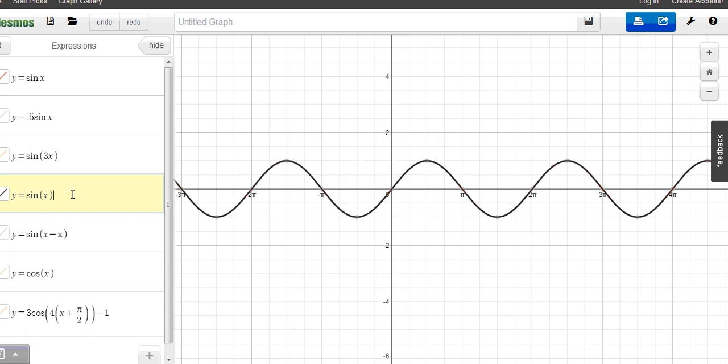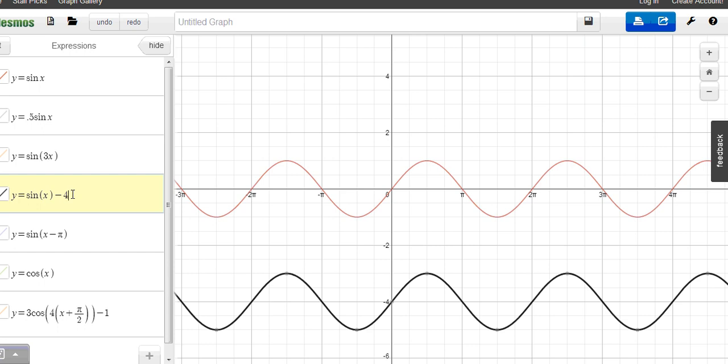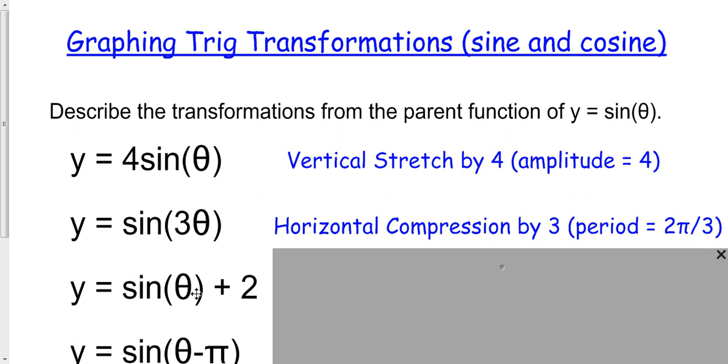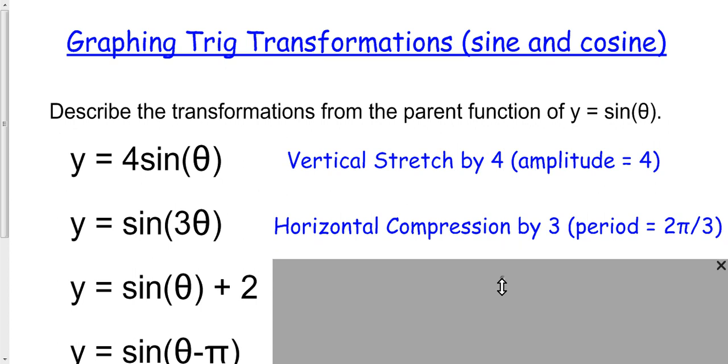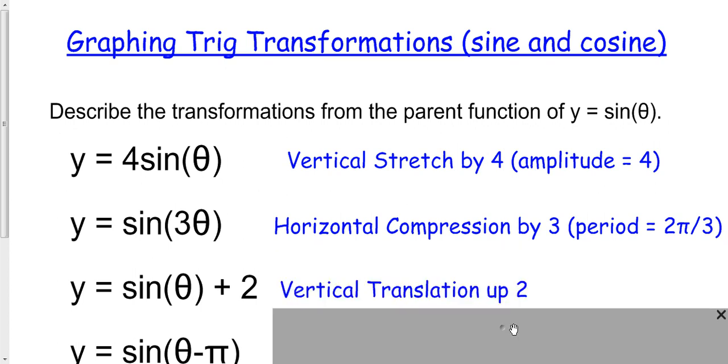What if we did -4? Yep, that goes 4 below. So that means if we add or subtract something on the outside, that's shifting it up or down. So in our notes here, sine theta plus 2 is going to be a vertical translation up 2.